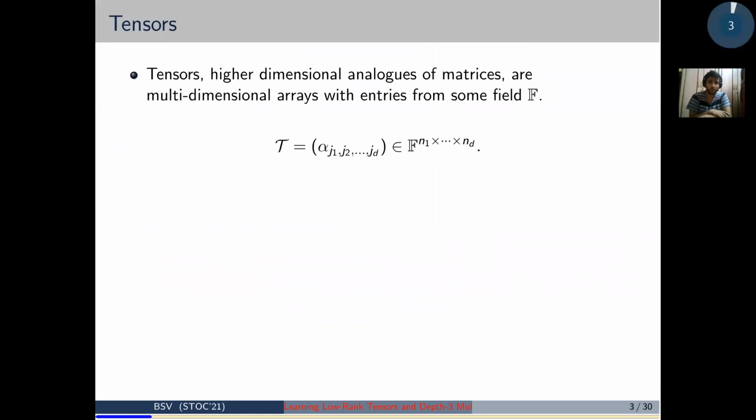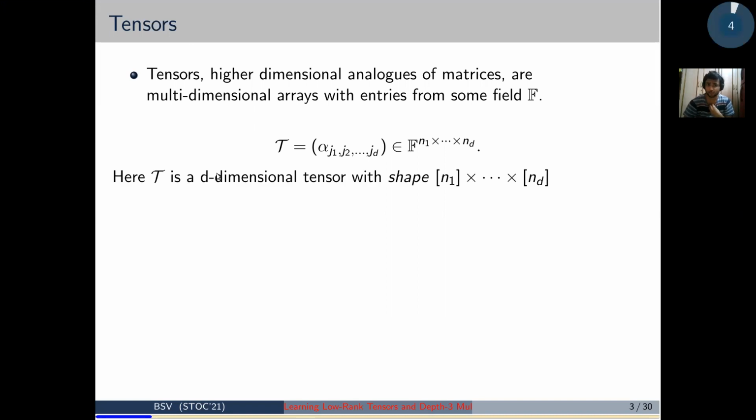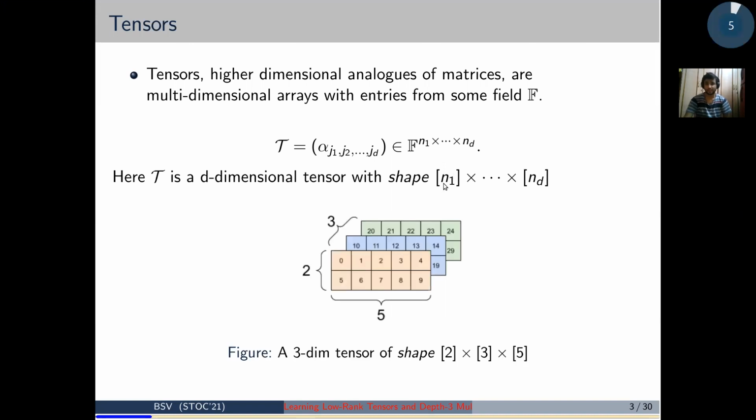So let me start by introducing tensors. Tensors are higher dimensional analogs of matrices that are multi-dimensional arrays with some elements from a field. A few parameters to keep in mind while looking at tensors are the dimension of the tensor, which is D here, and the shape of the tensor, which is N1, N2 up to ND here. So here is an example of a tensor. This is a 2 cross 3 cross 5 tensor of dimension 3.